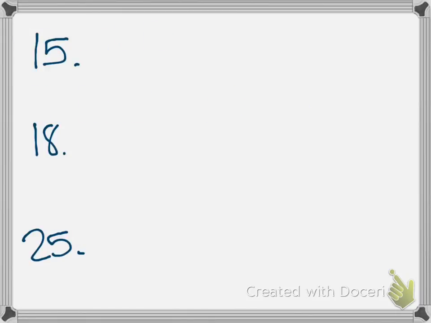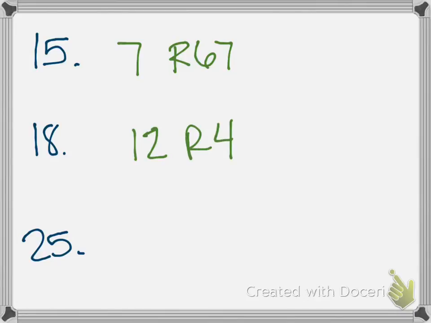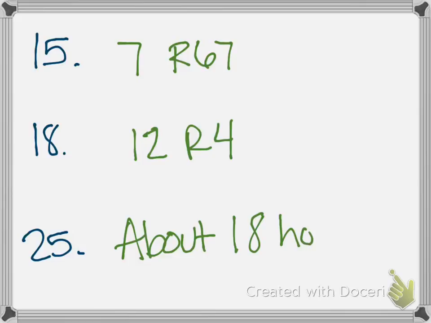So for number 15, you should get 7, remainder 67. 18, you should get 12, remainder 4. And for 25, you should get about, make sure it says about because you estimated, about 18 hours.